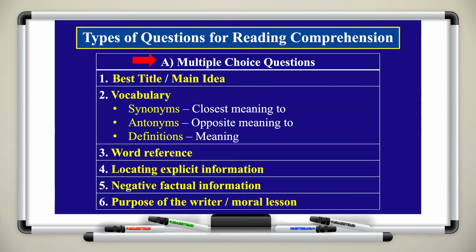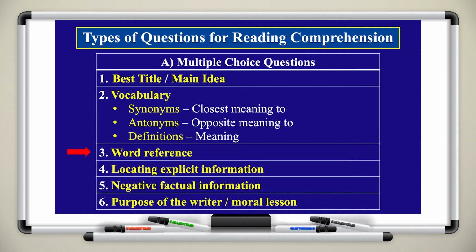Now, what are the types of questions that you'll be facing for the reading comprehension? The first type will be the multiple choice questions, and they come in different forms. The first one is the best title or the main idea. The second one will be about the vocabulary. So you'll either be asked about synonyms, the closest meaning to a certain word, antonyms, the opposite meaning of a word, or definitions, an exact meaning of a certain word.